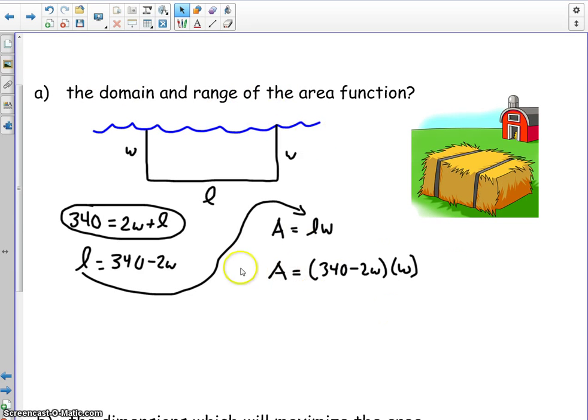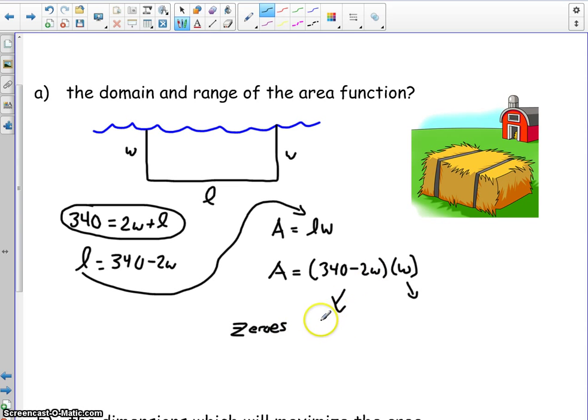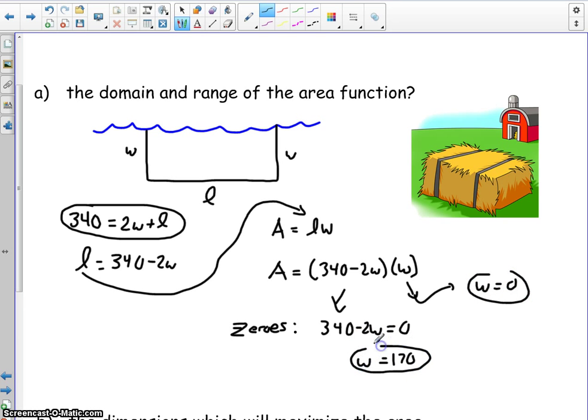So from a factored form, the main things I can get are the zeros. So if I want my zeros, I have two factors right here. I get one when 340 minus 2w is equal to 0. So when I rearrange and solve for w, I get w equals 170. The other one I get is from when this factor was just w, where w equals 0. So there I have my two zeros.